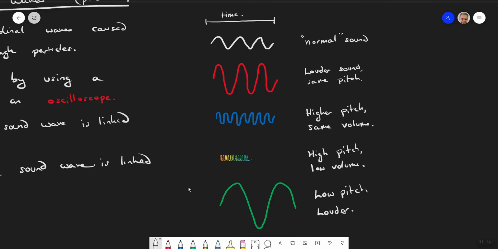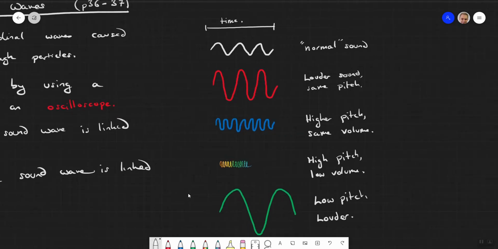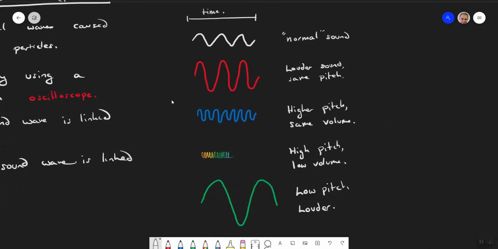As things get louder, the amplitude goes up. As things get higher pitch, the waves will appear to us to be closer together because their time period will go down.